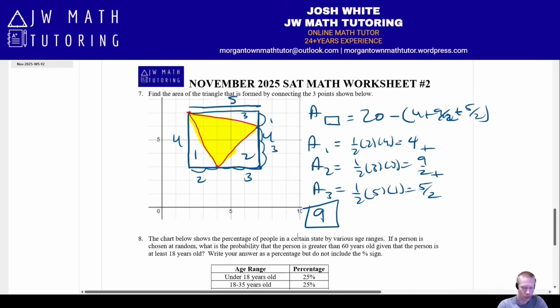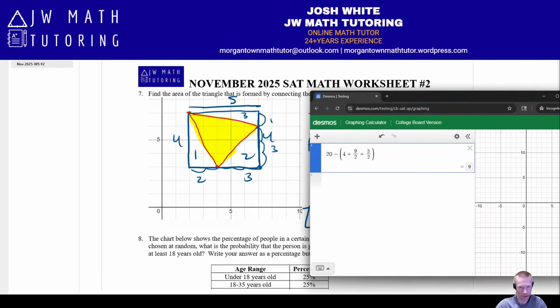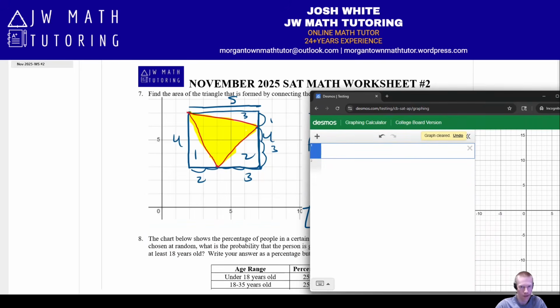Alternate method you could use is Heron's formula. Heron's formula, again, if you haven't learned this, that's fine. I wouldn't worry about this. But if you have learned it and are familiar with it, I'm going to do all the calculations in Desmos, but I'll show you how it works out.